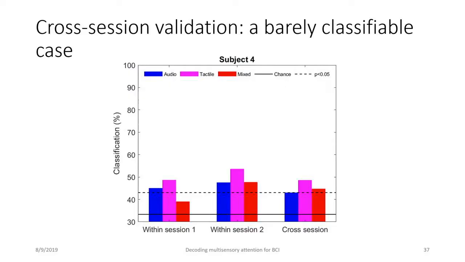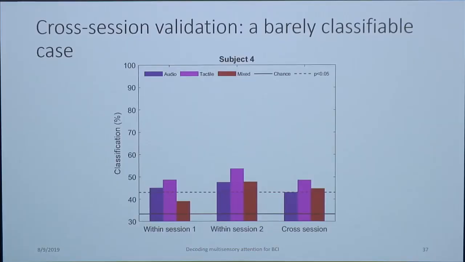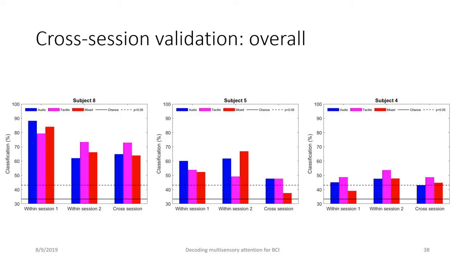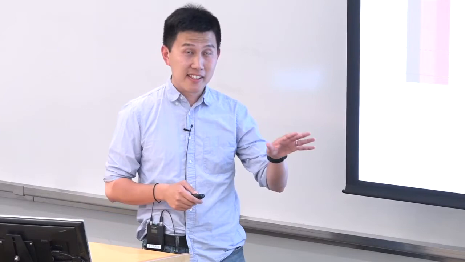And here is another subject whose EEG data was not very classifiable in the first session, and it wasn't very classifiable again in the second one. The cross-session validation also shows it's barely classifiable. So what does it tell us? If I put them together, you will see that if someone's data is classifiable in one session, it tends to stay the same after a week. This means the model we derive in one session could be used for a subject if their data is already classifiable, and it is not the case if they are not.